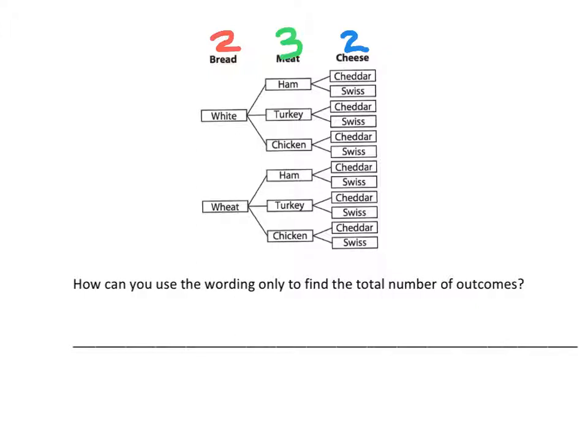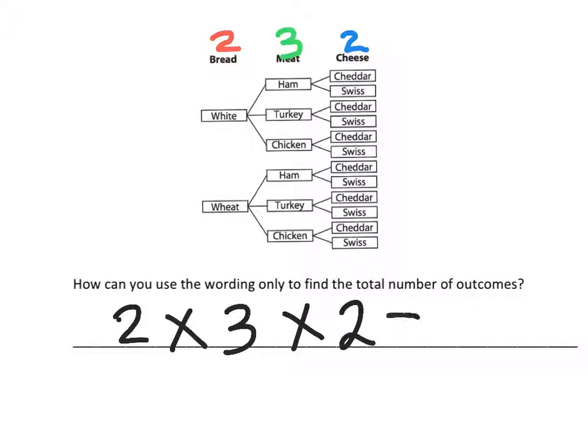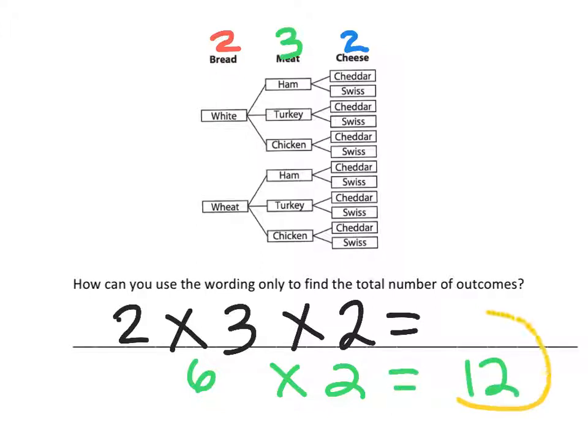All you do is you take the number for each category. So 2 types of bread times 3 types of meat times 2 types of cheese. All the quantities, and you multiply them together. So 2 times 3 is 6, and then 6 times 2 is 12. And we had already counted this up from the last one, so we know that 12 is going to be the right answer. Super simple.